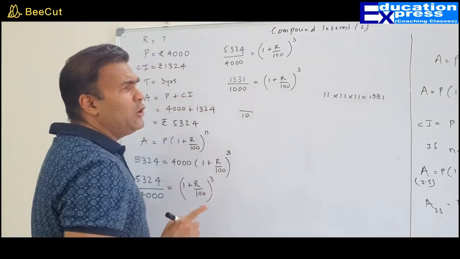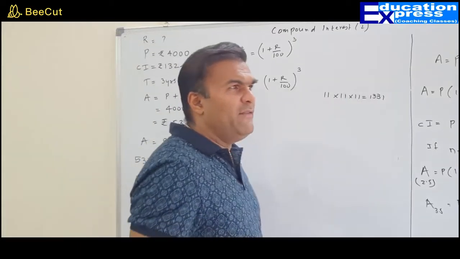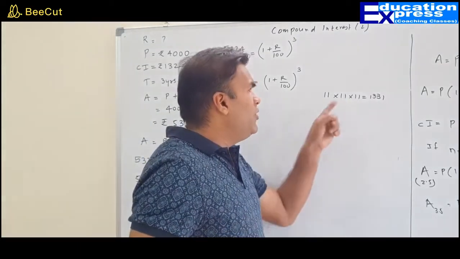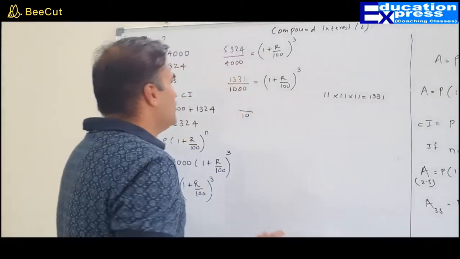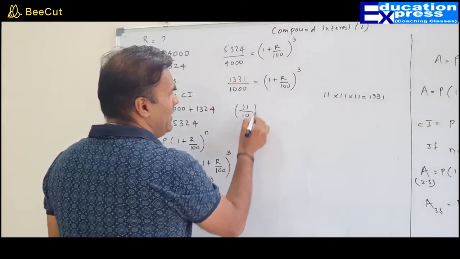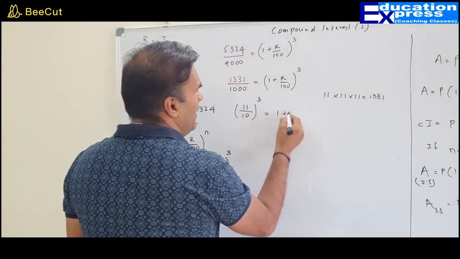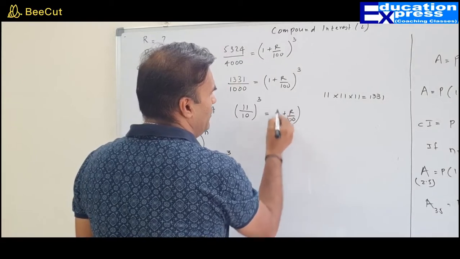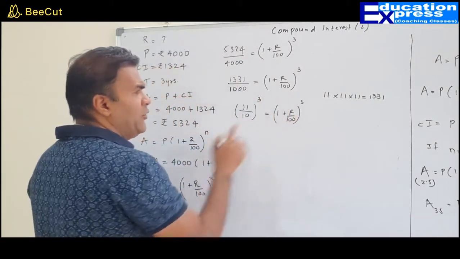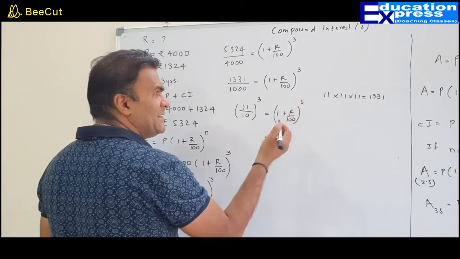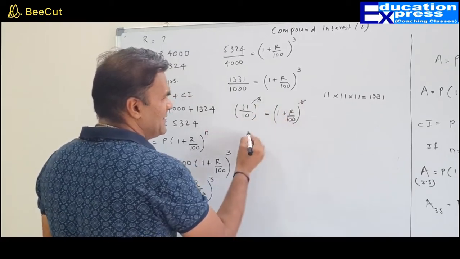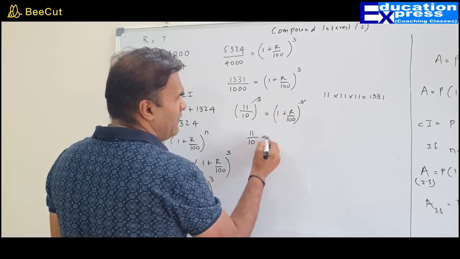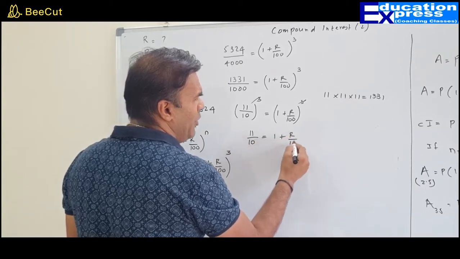I have previously also told you, do remember this number 11 into 11 into 11. It will be used in most of the questions. So this is nothing but 11 cube, which will be (1 plus r upon 100) cube. Can you take cube root on both the sides? Yes, sir. Cube cancels. 11 upon 10 will be 1 plus r upon 100.